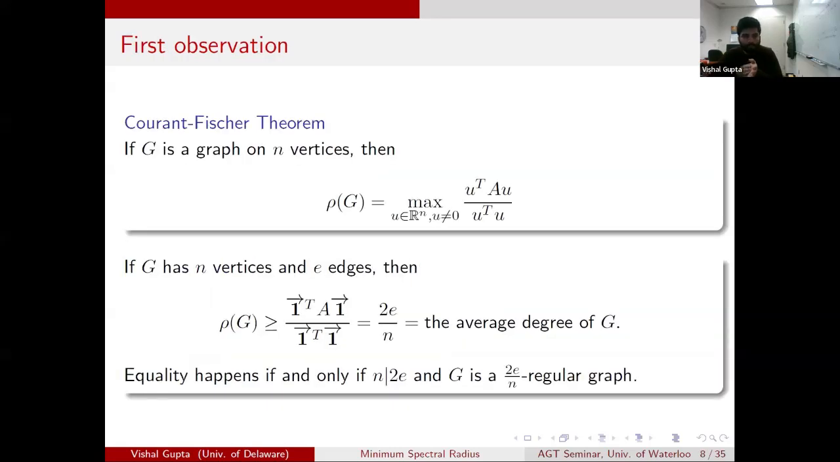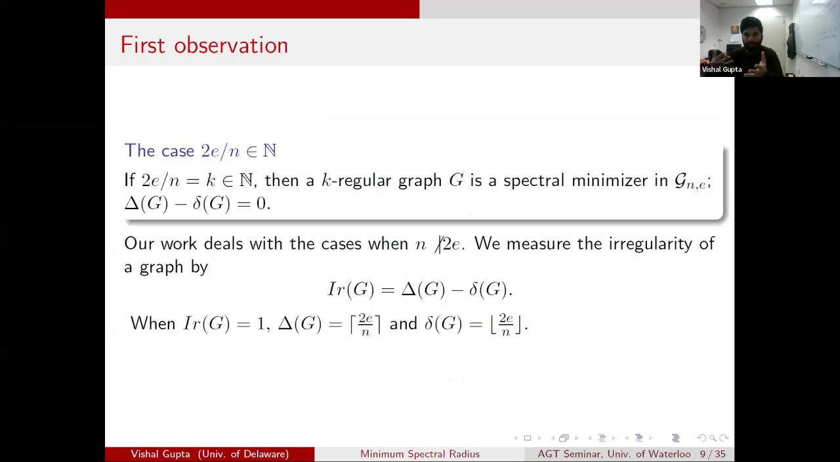A very first observation, by the Courant-Fischer theorem, is that the spectral radius of a graph is the maximum over all non-zero vectors of this Rayleigh quotient. If we take this vector to be the all-ones vector, and the graph has e edges, we get that the spectral radius is bounded above by the average degree of the graph, where equality happens if and only if the all-ones vector is an eigenvector, and that can only happen when all the vertices have the same degree 2e over n. So in the case when this average degree 2e over n is an integer, let's say k, then any k-regular graph is a spectral minimizer in this class.